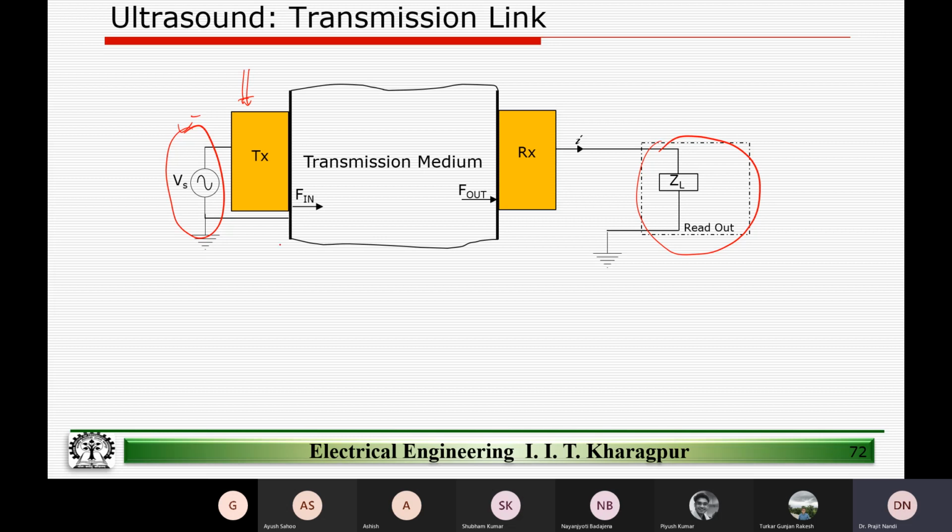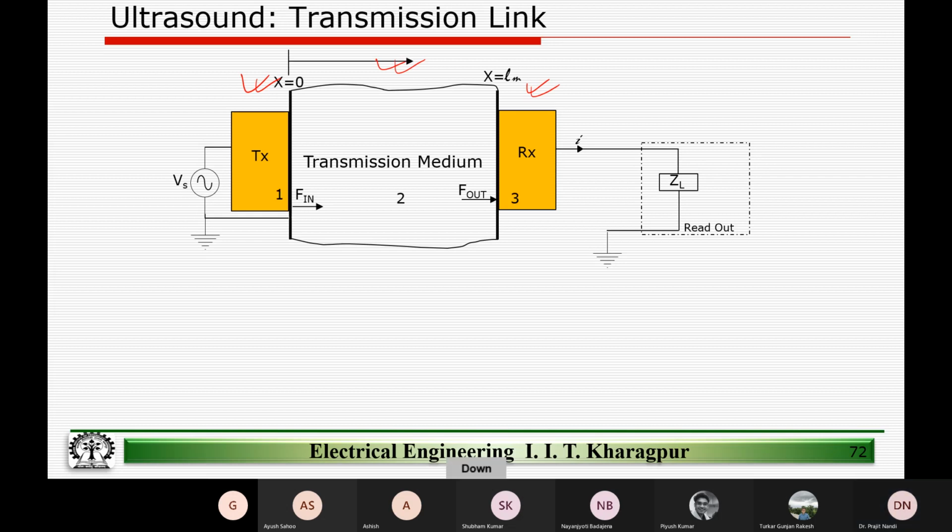And then we need to understand the physics of how the waves propagate, and only then will we be able to design the full system, right? So this is the overall transmission link. We understand how the transmitter is going to behave, the receiver is going to behave, and also the transmission medium. This is what we did so far. Let us go a little further.